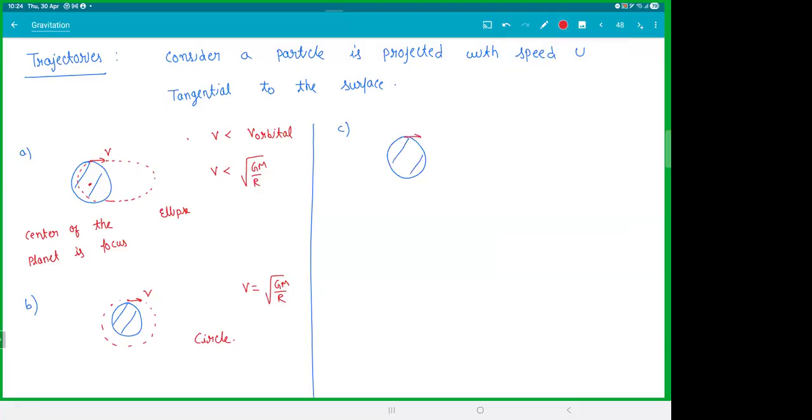Suppose you project again tangentially, but this time your speed is less than v escape but greater than v orbit. This time you will go in another ellipse, but a much bigger ellipse. And this time you won't crash onto the planet. So you actually get an ellipse twice.